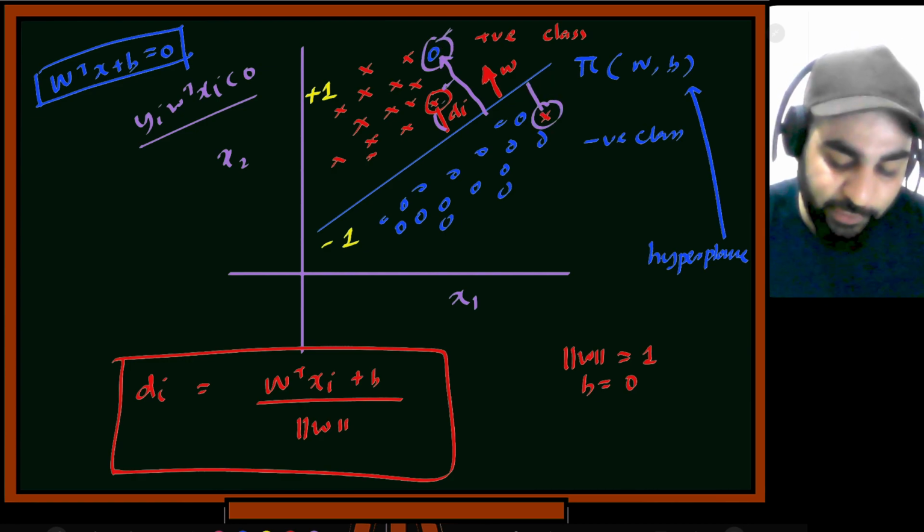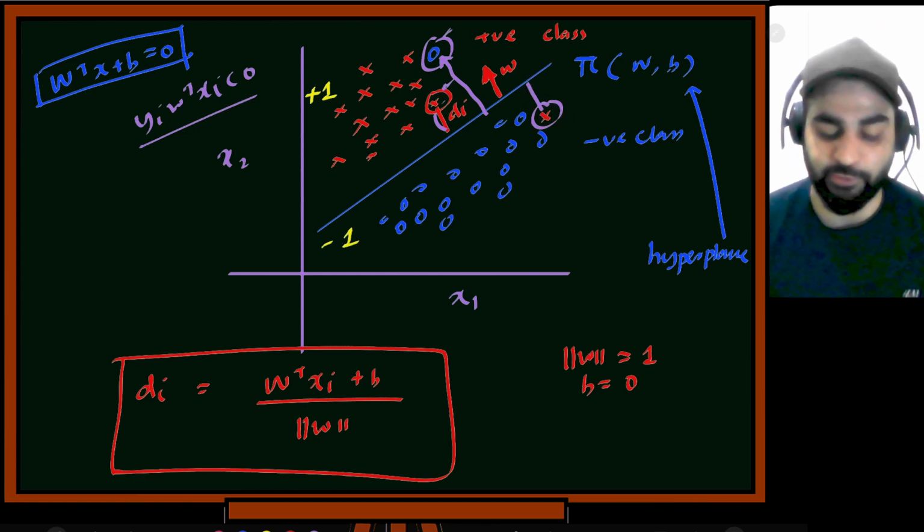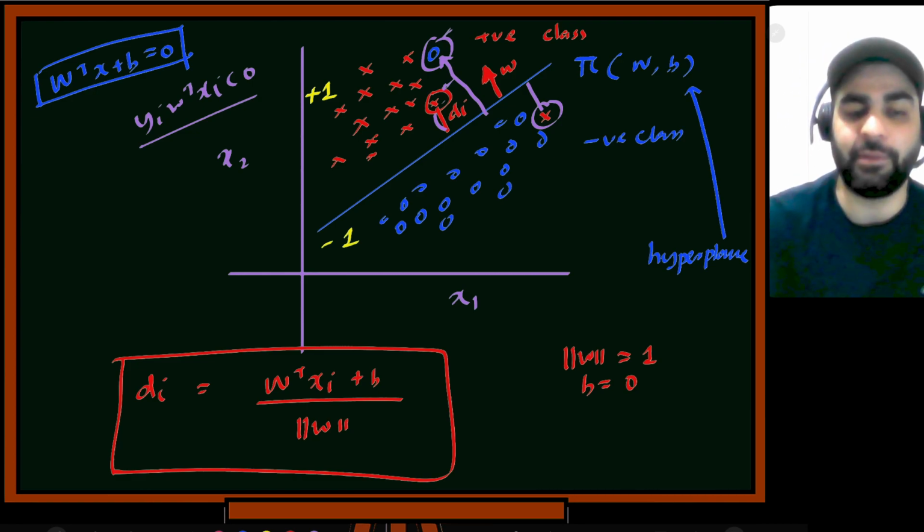Why? Because if you see the distance over here, this is negative, but its label is positive. Negative multiplied by positive is negative. So for negative, this is a misclassification. Everybody with me?